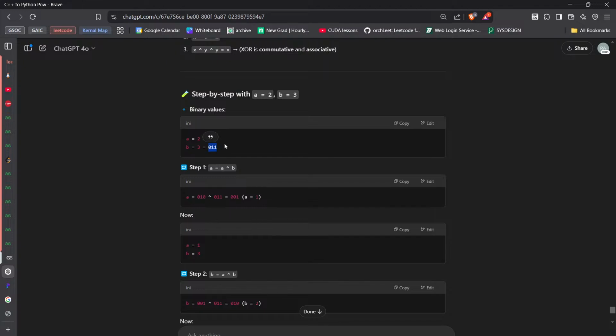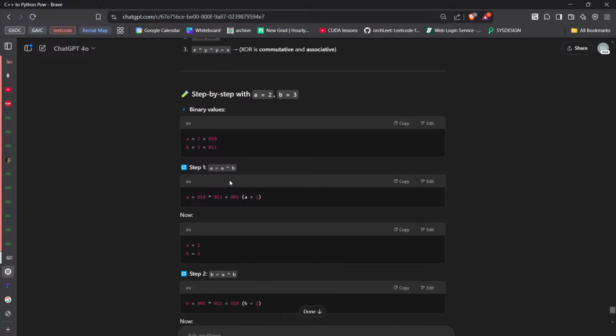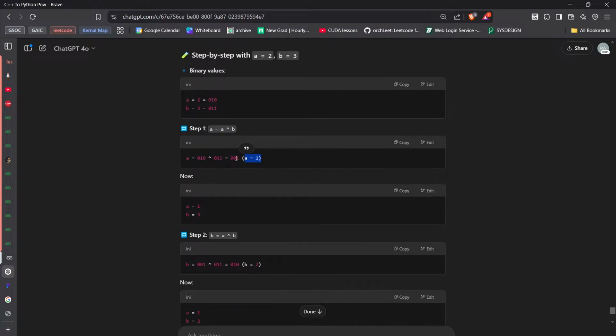So A XOR B will be a new value when they are different. When one of them is 0, it returns the other. When they both are the same, it returns 0. So 0 0 1. Okay, A is equal to 1, 0 0 1.